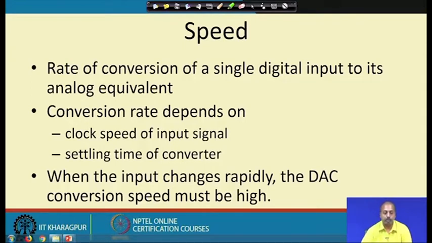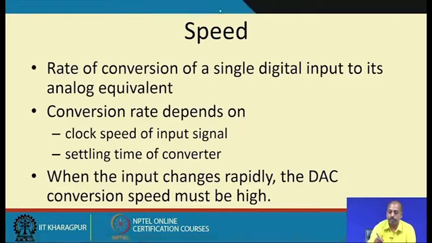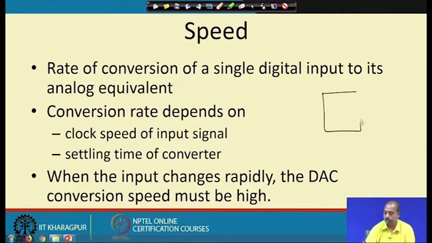Because if the input signal is changing at a particular rate, then the conversion must be done before the next change occurs. So, if we have this DAC operating, and the input is coming at some frequency f, then the conversion must be faster than that frequency, otherwise it is not acceptable. Depending upon the rate at which the processor is doing the computation, we have to convert at that rate. So, the clock speed of the input signal becomes an important point.